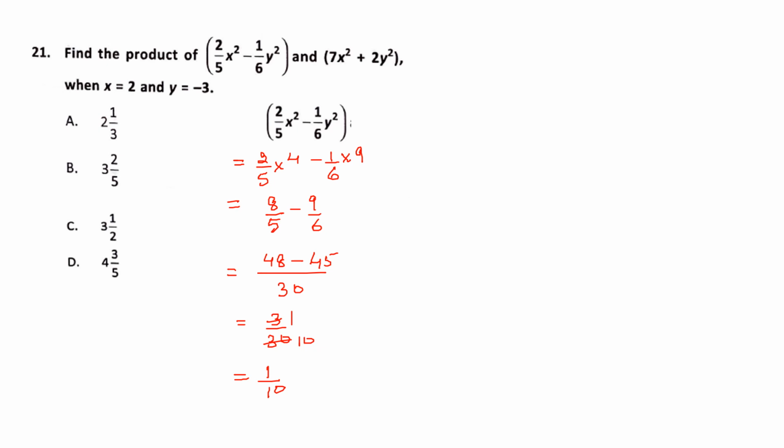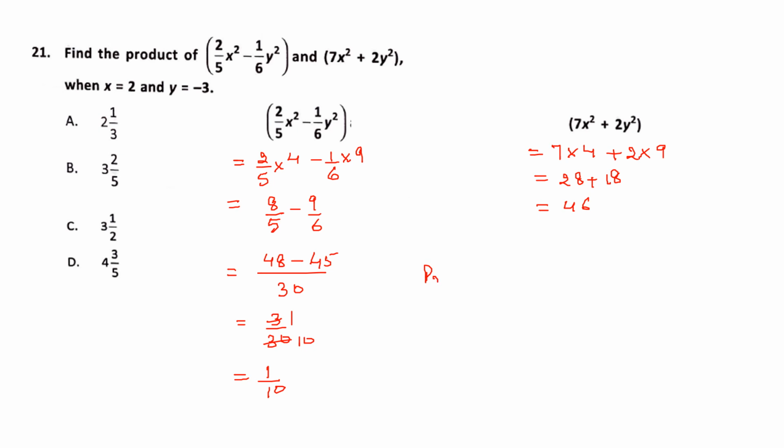Now let's find the value for the other one. So here also again when I put the value of x as 2, x square will give me 4, plus y square means minus 3 whole square will give me 9. So 7 fours are 28 plus 2 nines are 18. If I add it, I will get 46.